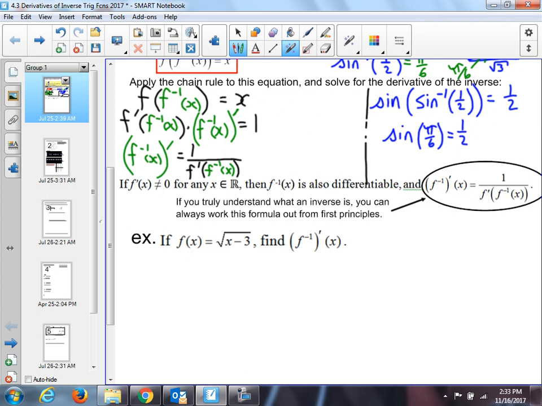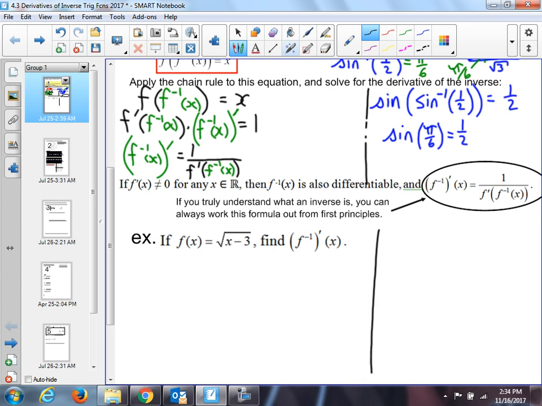So let's try this. Now, you wouldn't actually use this method, as you'll see later. Now, if the function is square root of x minus 3, find the derivative of the inverse. We'll use the formula method. This seems kind of silly, though, right? On the side, though, I'm going to do something here. How do we find the inverse in this case? I swap the x and the y and then solve for y again.